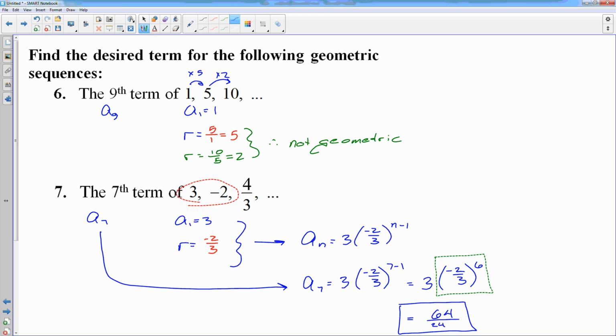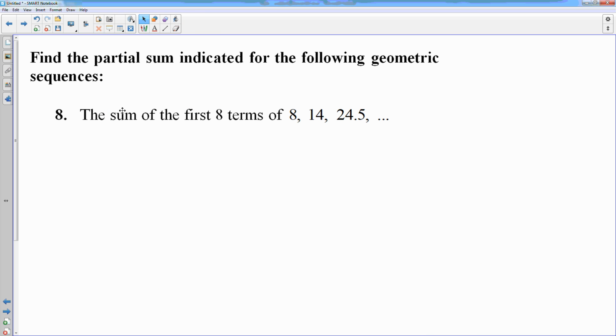64 over 243. There we go. So you do make sure you do the exponent first and then multiply by 3 afterwards. All right, the partial sum.